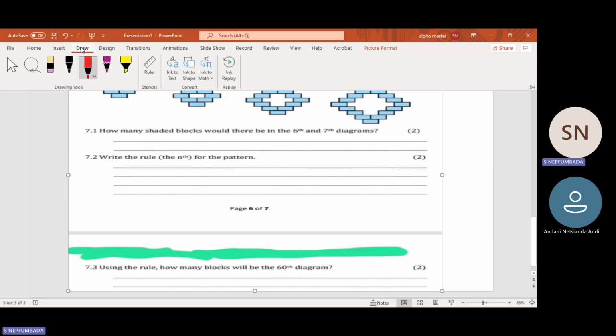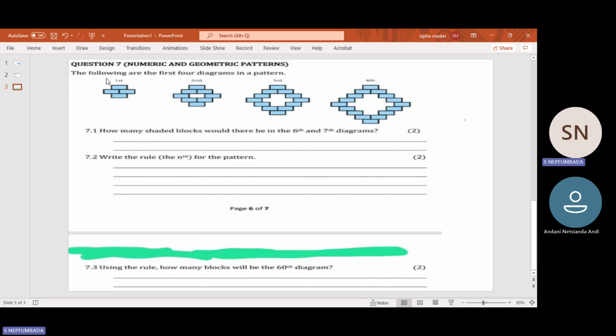The question says, the following are the first four diagrams in a pattern. We've got the first four diagrams in the pattern. The first one I've got 1, 2, 3, 4 bricks. So I've got 4. The second one we've got 1, 2, 3, 4, 5, 6, 7, 8. We've got 8. The third one we've got how many? 1, 2, 3, 4, 5, 6, 7, 8, 9, 10, 11, 12.